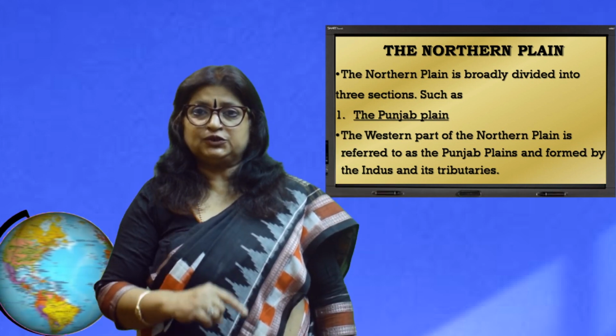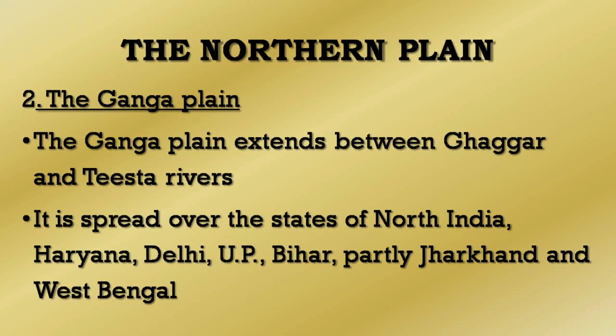Coming to the next section of this northern plain is your Ganga plain. And this Ganga plain lies in between the river Ghaggar and river Tista. And this spreads over several states. They are Haryana, Delhi, Uttar Pradesh, Bihar, Jharkhand and West Bengal. So this is about your Ganga plain.